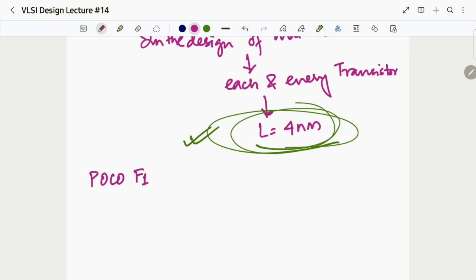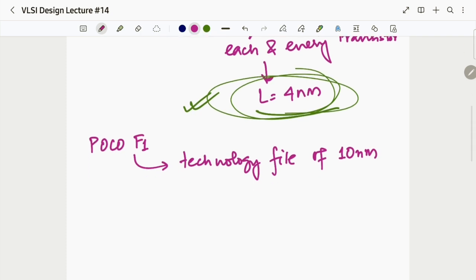Now there was another flagship phone, that is Poco F1. In that it was having a flagship processor, and in that they had used the technology file of 10 nanometer. That means in this phone's processor, all the transistors' channel length was 10 nanometer.